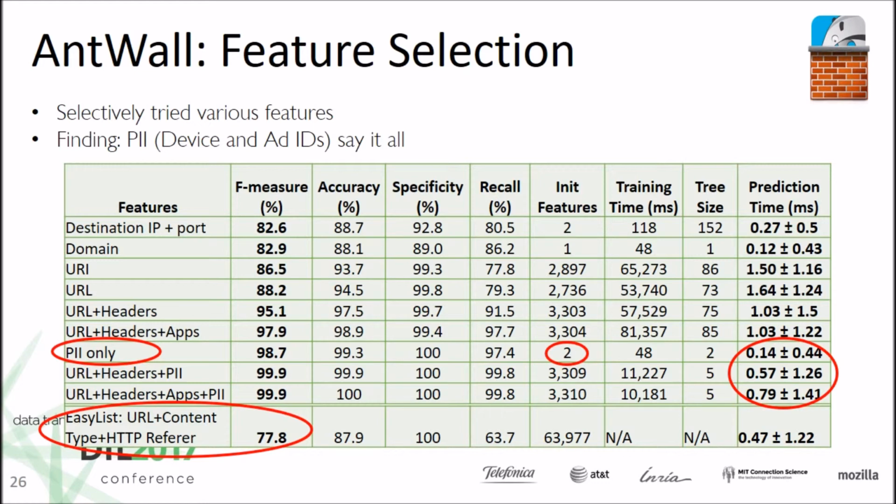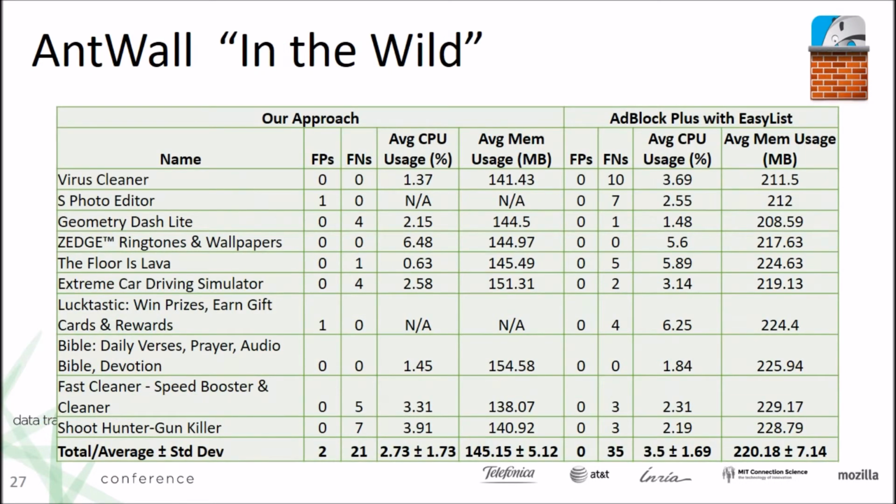So yeah, here's some preliminary results. Basically, we compared against EasyList, which achieved 77% accuracy and F-measure, sorry. And our main finding was that actually looking at the PIIs kind of says it all. So just with these two features, device ID and advertiser ID, that gave us 98% F-measure on our small data set. And then regardless of how many features we used here, we went through many different feature sets, we have availability for real-time prediction in the order of milliseconds. Here's a comparison to EasyList. And EasyList, just for your knowledge, works on URL and headers. And with that alone, we're also able to achieve a pretty high F-measure here.